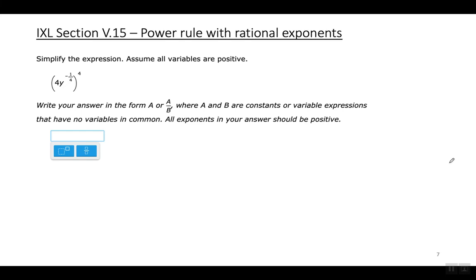All right, next example. So same thing. Hopefully by now you're getting the hang of it. I'm going to distribute this exponent to every term inside the parentheses, okay? So that's going to give me 4 to the 4th power times y to the, okay, I multiply negative 1 over 4 times 4, and that's going to give me negative 4 over 4, which obviously I'll simplify in one second.